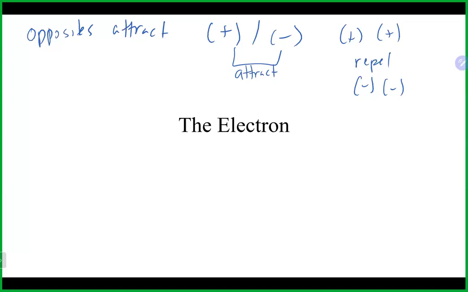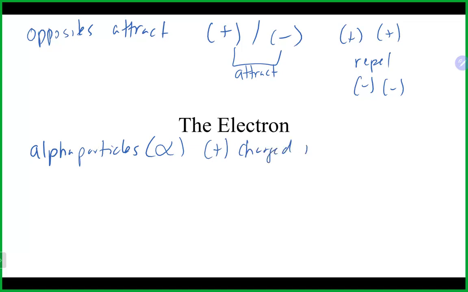So as we will see, there are alpha particles. Alpha particles are positively charged radioactive particles. And as you'll learn in 1B as well, they're essentially the helium nucleus, so they're essentially helium.